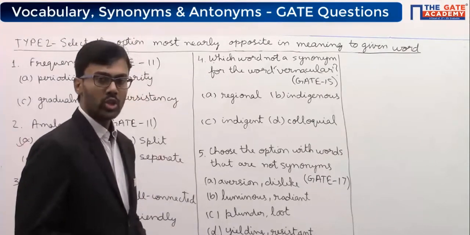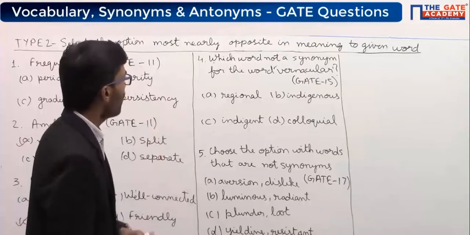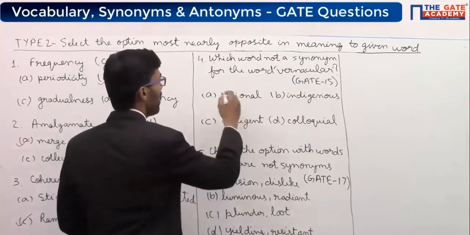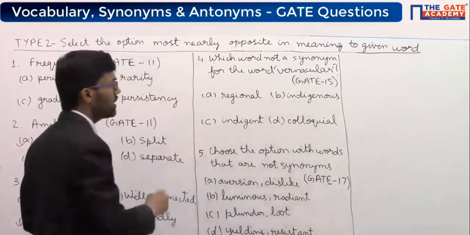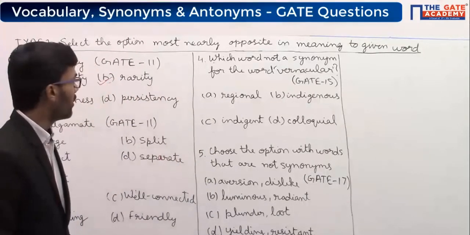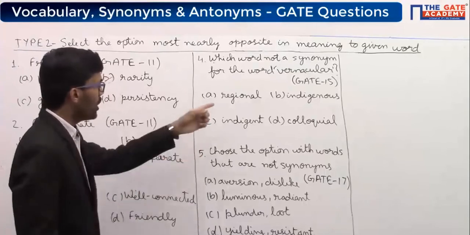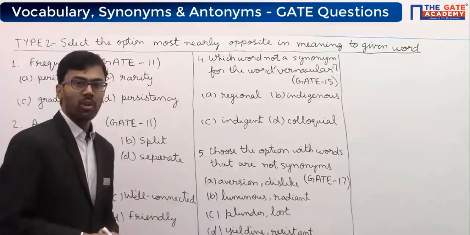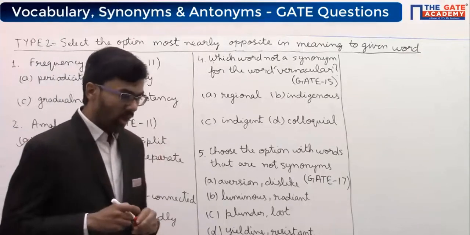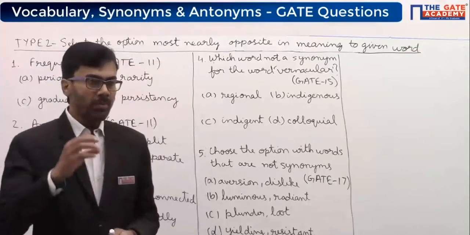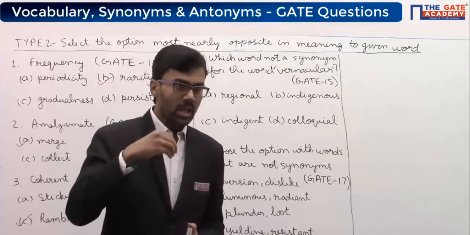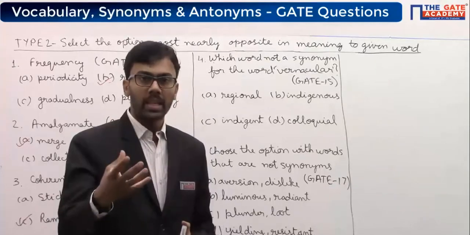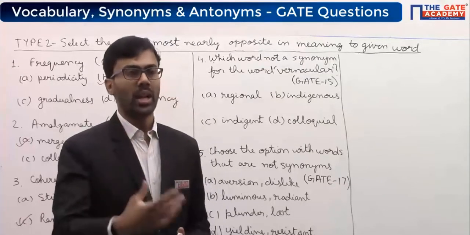Now we come to question number 4. Question number 4 states, which word is not a synonym for the word vernacular? And this appeared in GATE 2015. So which of the following options is not a synonym for the word vernacular? Now, the word vernacular basically means the different types of regional things that occur in any society or in any country.